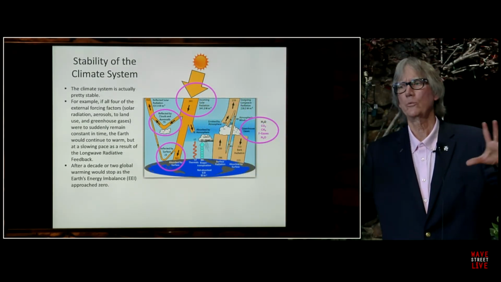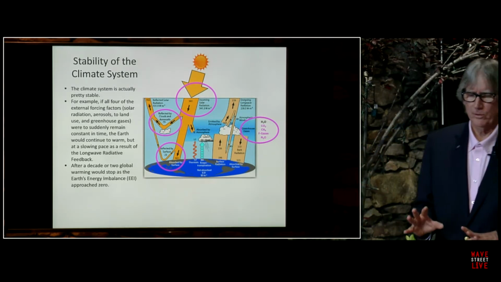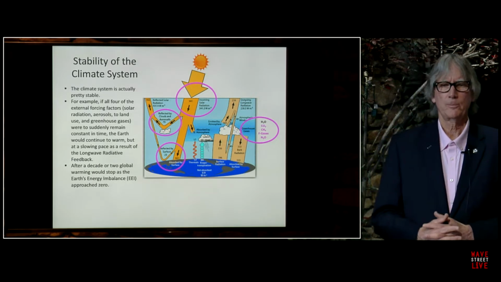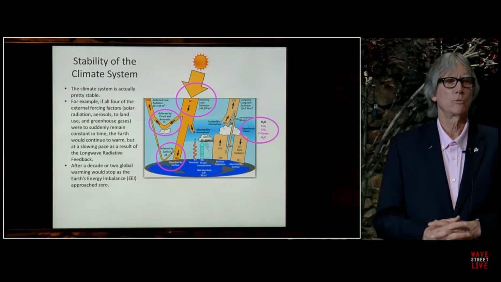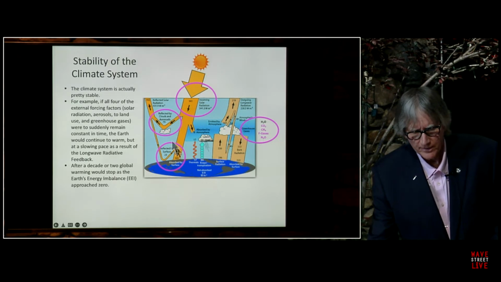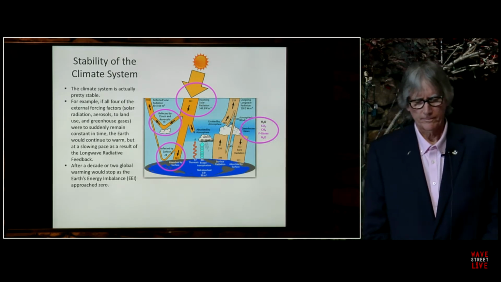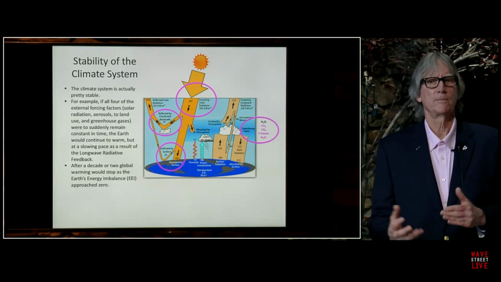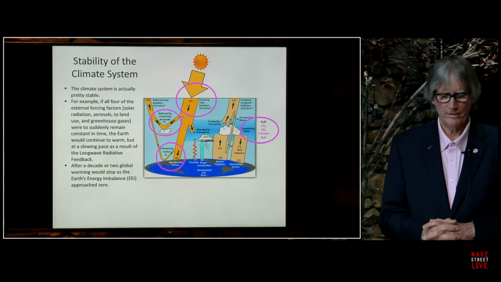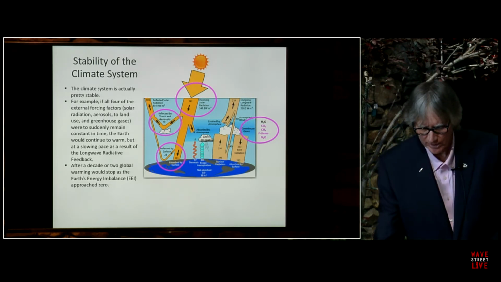What would happen? Well, the Earth would continue to warm, but at a slowing rate. And after a couple of decades and probably a few tenths of a degree warming, it would stabilize. And it would stabilize because this radiation balance at the top of the atmosphere, the EEI we talked about earlier, would come down to 0. So fortunately, because of that negative feedback effect, that long-wave radiative feedback effect, the Earth is actually pretty stable.